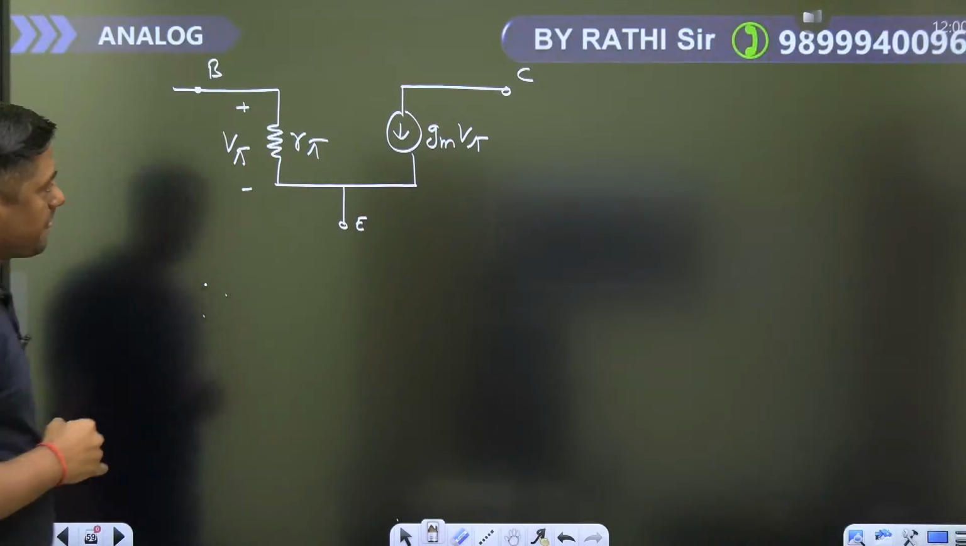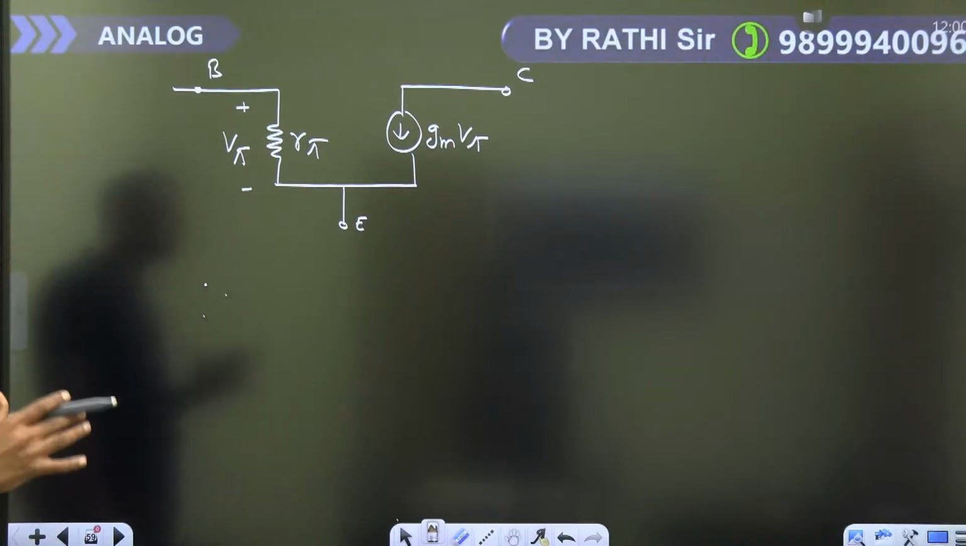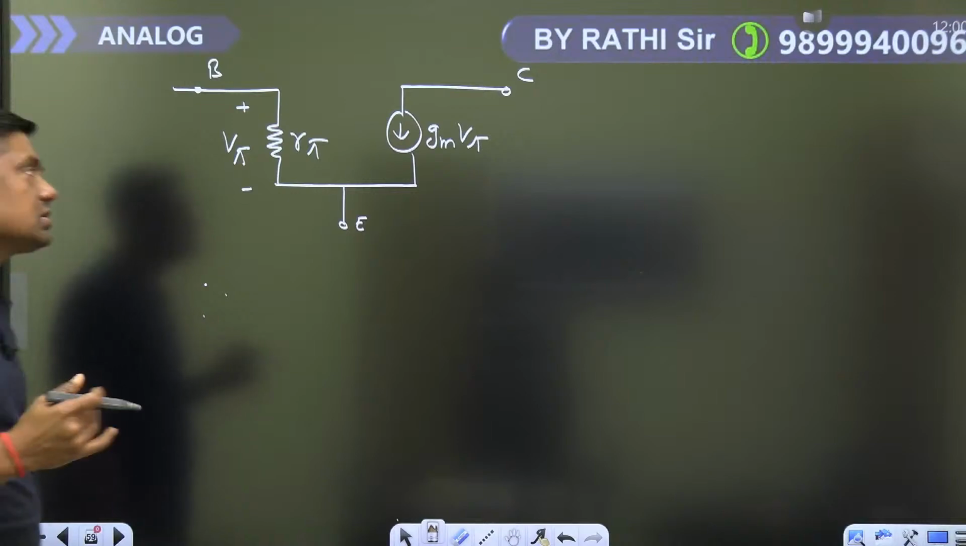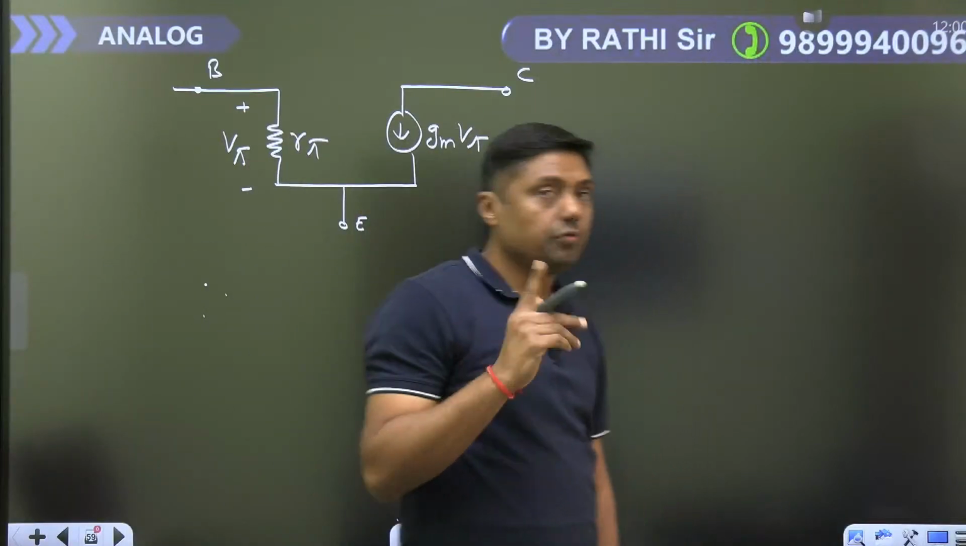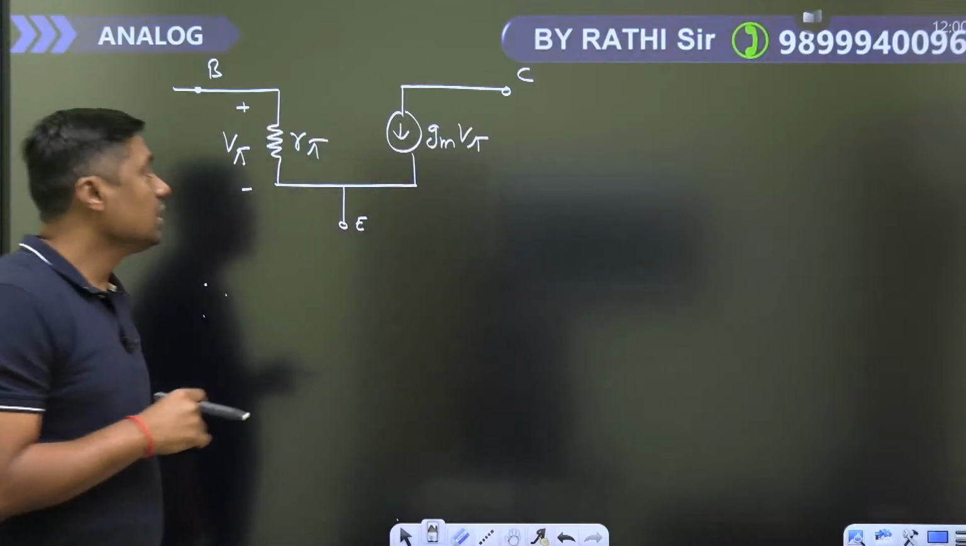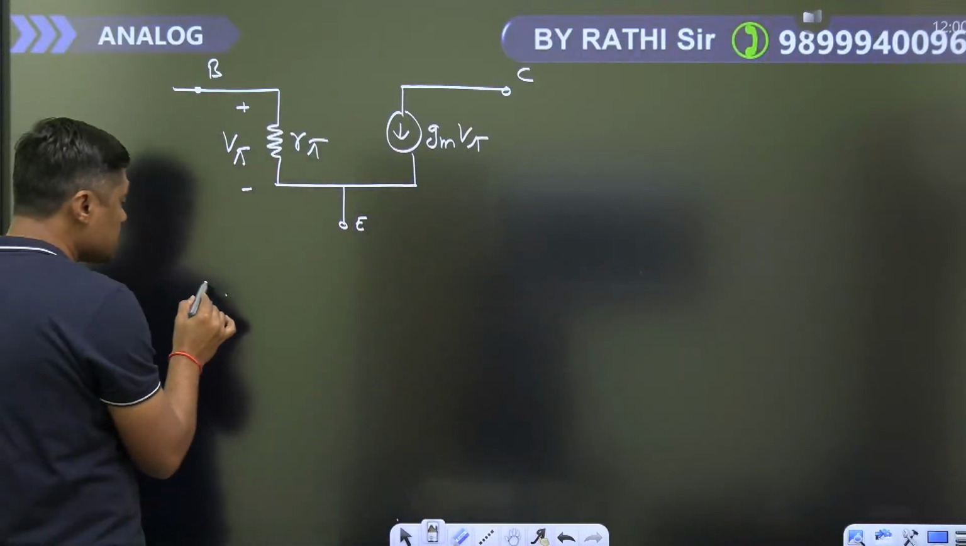V pi. Right. So this is a small signal model, guys. Small signal model. This is called the pi model. We will solve questions based on this. Here we have to find the transconductance GM.